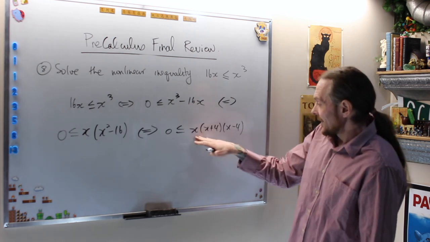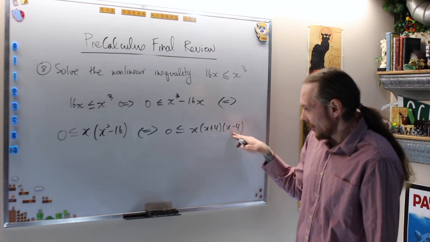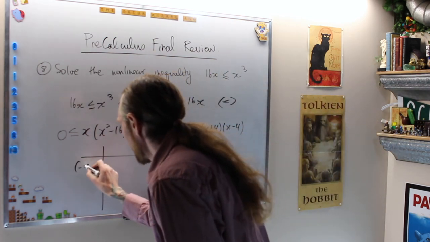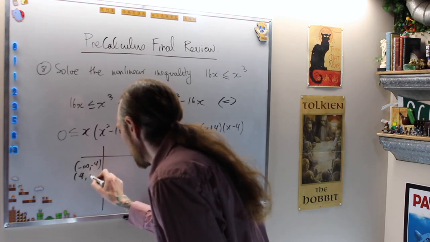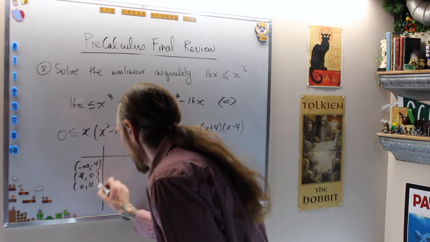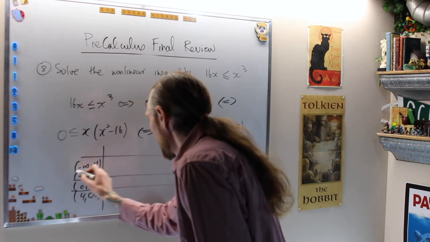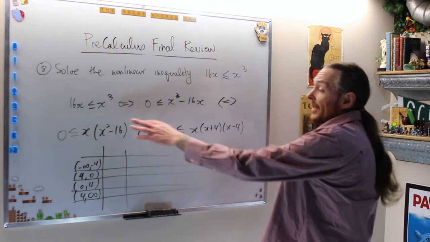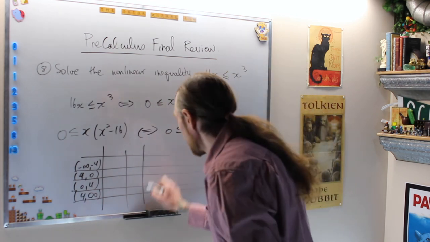Now what do I do with this? This is equal to 0 at negative 4 and 0 and 4. So I'm going to make a clever table. Negative infinity to negative 4, negative 4 to 0, 0 to 4, 4 to infinity. And I'm going to find out when my pieces, linear pieces, are positive or negative on those intervals, and then find out when the overall nonlinear expression is positive or negative.